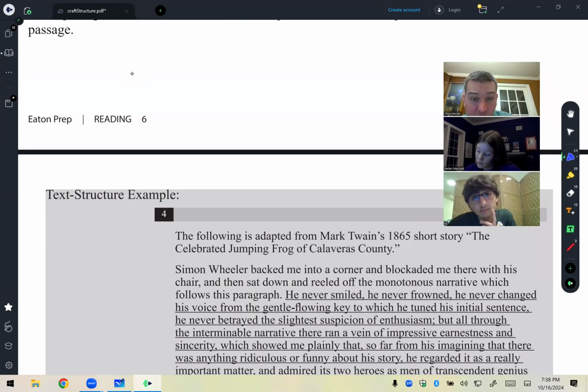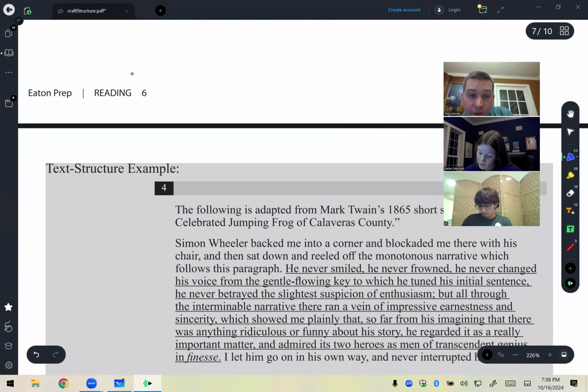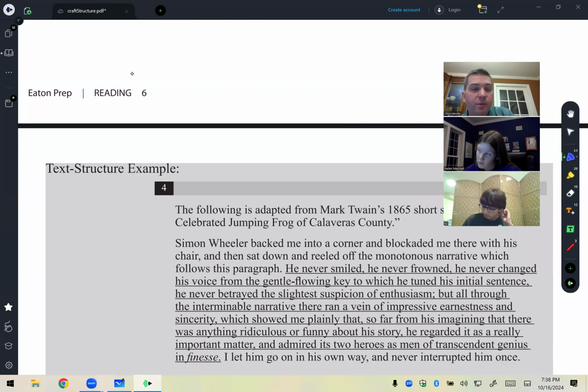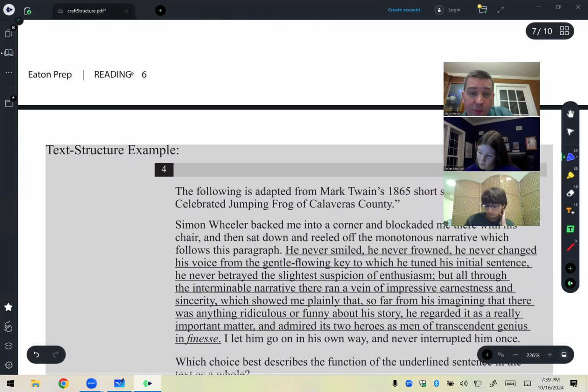So they might ask you about the purpose of an underlined portion of a text. And that's what we have here. This is from Mark Twain's short story, The Celebrated Jumping Frog of Calaveras County. We can assume this is from the short story. They're not trying to trick us in any way. It doesn't matter that we've never read it. All we need is this paragraph. So I'm going to read it, and then we just have to think about the underlined portion.